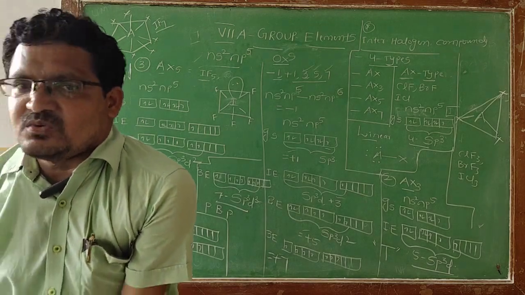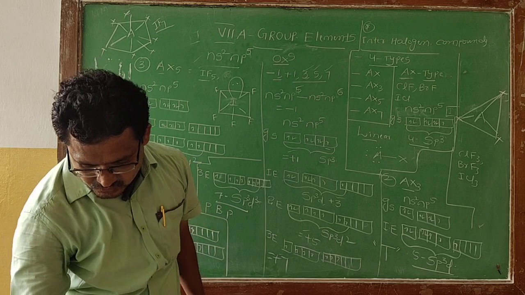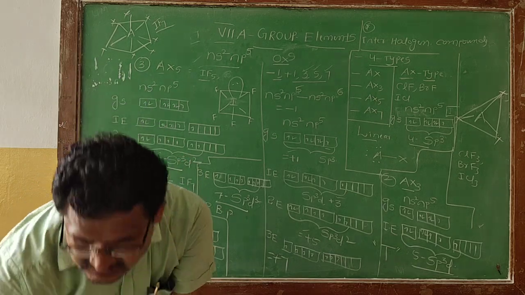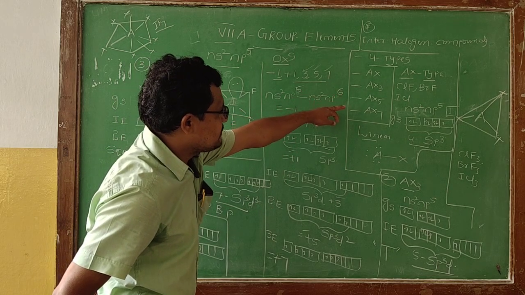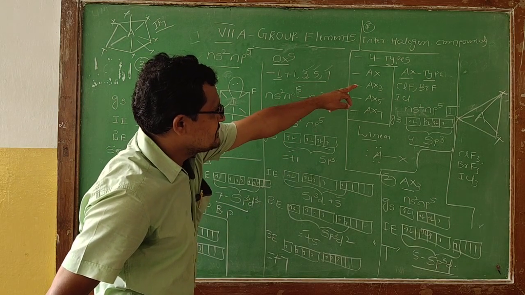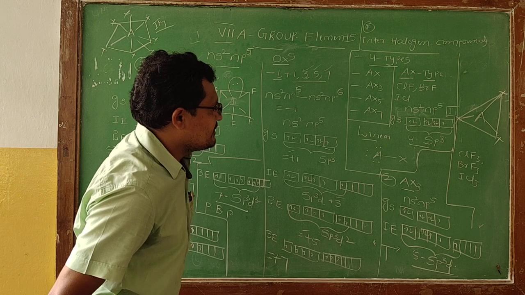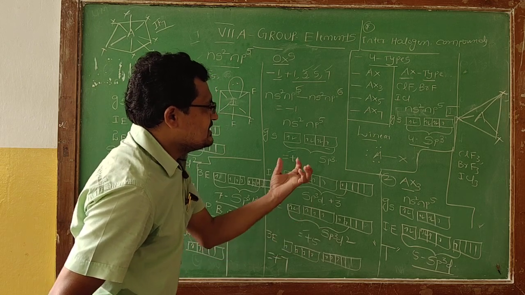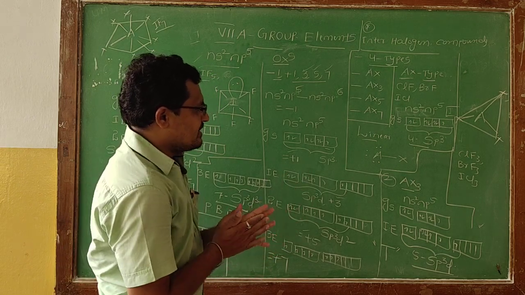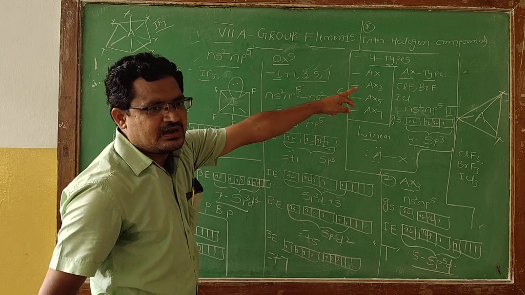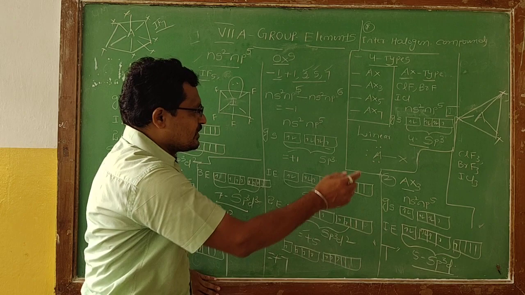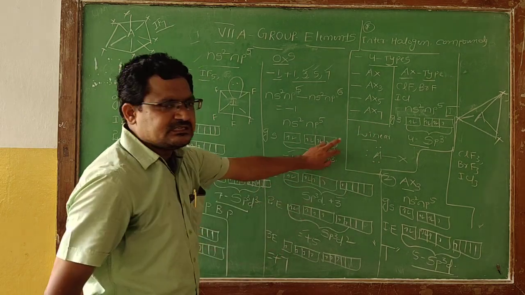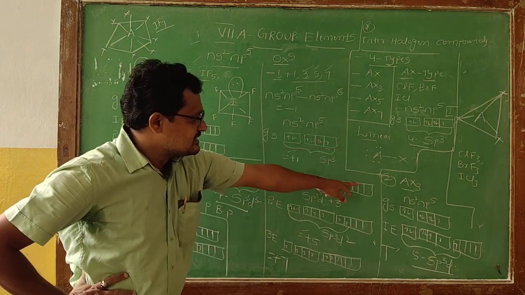These inter-halogen compounds are basically 4 types: AX, AX3, AX5, AX7. AX means it contains ClF, BrF, ICl. A is the central atom, X is the halogen. That's why only one halogen is there, and one unpaired electron is present in the ground state. It undergoes sp3 hybridization. The shape of the molecule is linear.